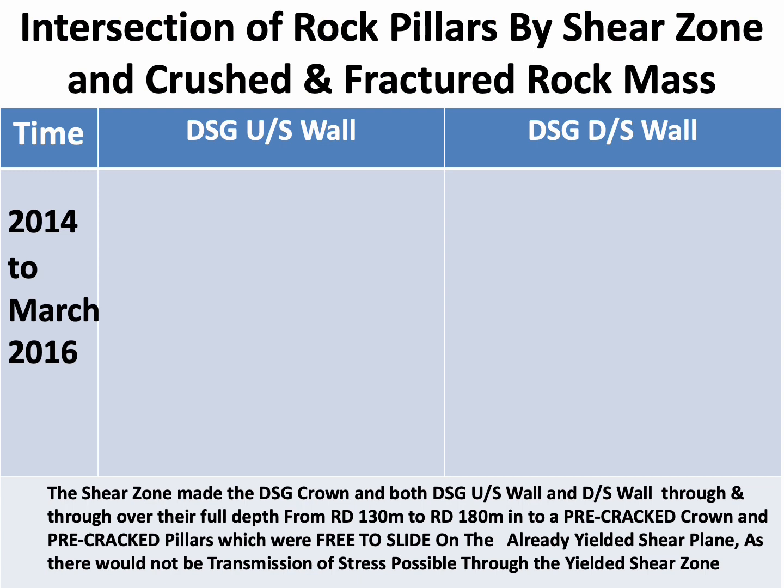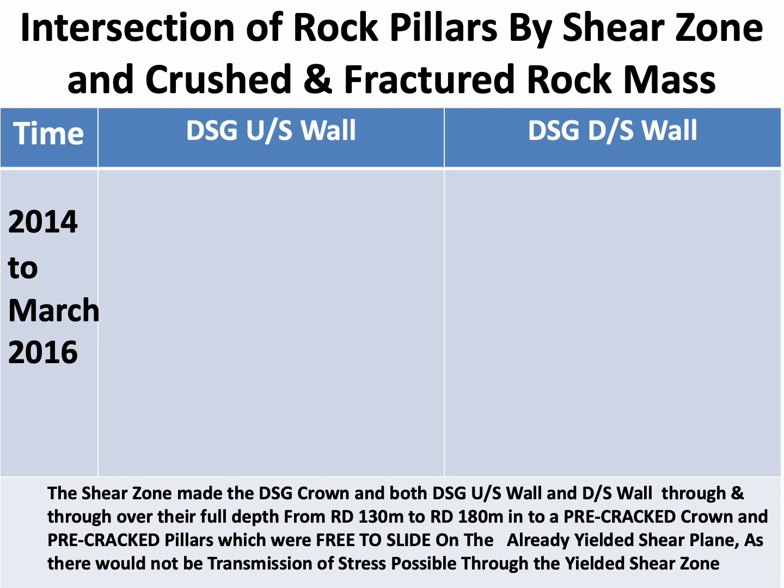Interaction of rock pillars by shear zone and crushed and fractured rock mass. Between 2014 to March 2016, the shear zone made downstream surge crown and both up, downstream surge galleries upstream wall and downstream wall through and through over their full depth from RD 130 meter to RD 180 meter into a pre-cracked crown and pre-cracked pillar, which were free to slide on the already yielded shear plane, as there was not to be transmission of stresses possible through the yielded shear zone.